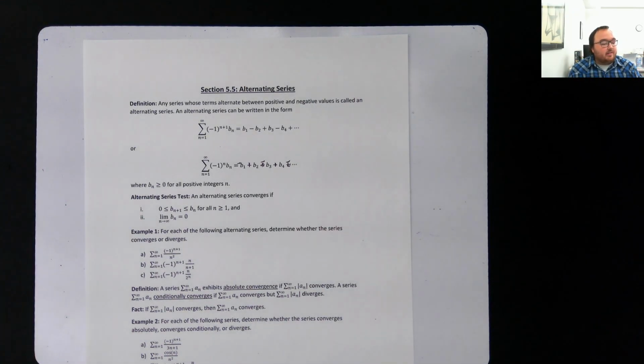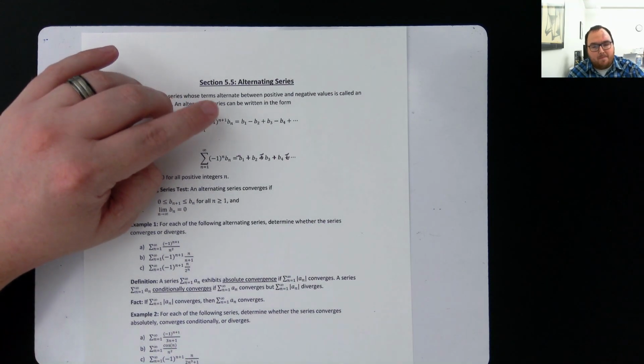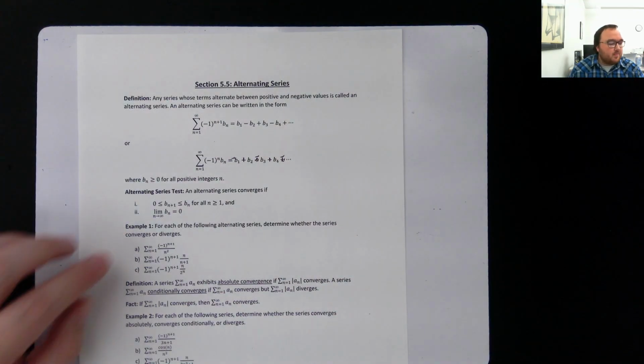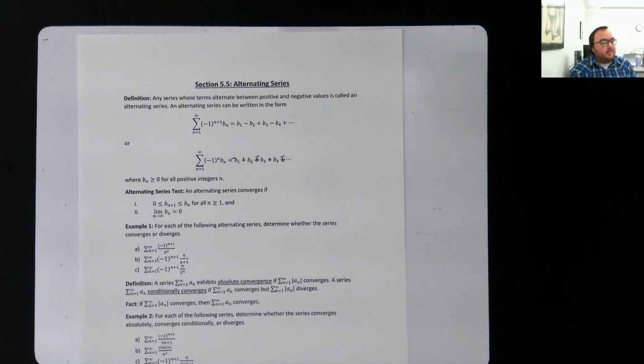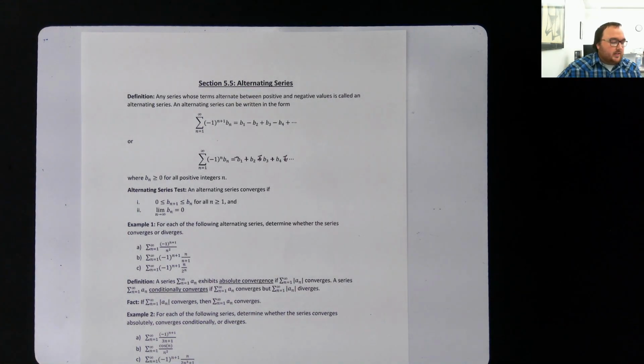Number two, the limit as n goes to infinity of b_n. And again, b_n is everything without the minus sign. If the limit of that is equal to 0. So both of these have to be true. Both of them. So example 1, for each of the following alternating series, determine whether the series converges or diverges.